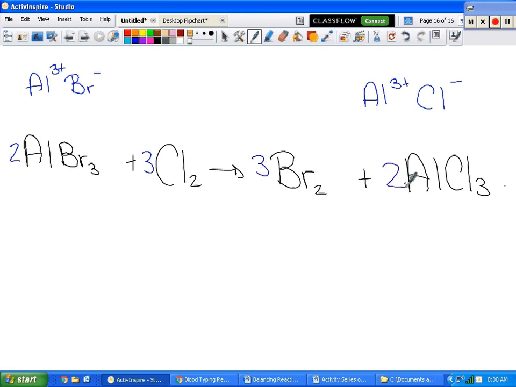That makes sense? So now again, does the Br2 or the AlCl3, which one has to come first? Neither. Doesn't matter what order you put them in.